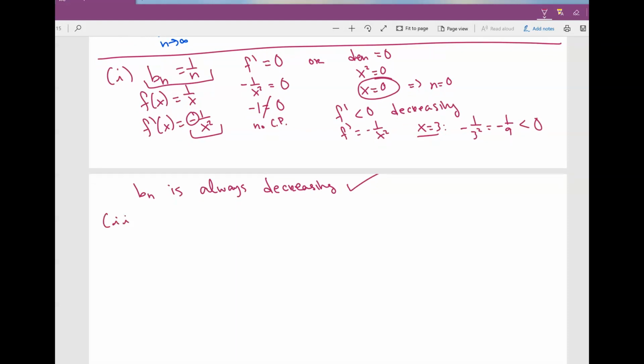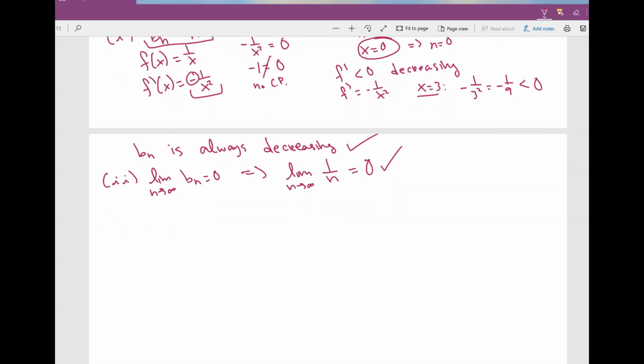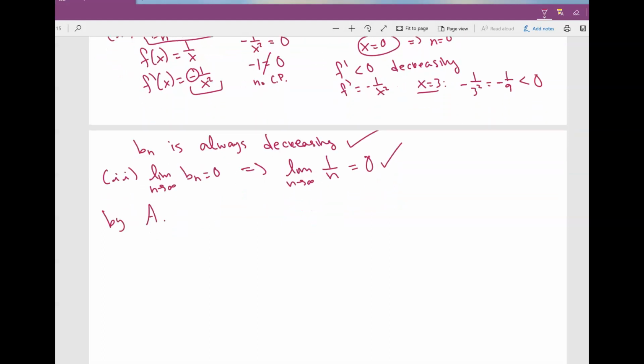Now all we have to do is show that the limit as n goes to infinity of b sub n is equal to 0. So let's prove that. The limit as n goes to infinity of 1 over n: if I plug in infinity, you're going to have 1 over infinity, which gives me 0. So that is also true. So what you say is, by the alternating series test, the sum from n equals 1 to infinity of negative 1 to the n plus 1 over n converges. And we just proved that to ourselves.